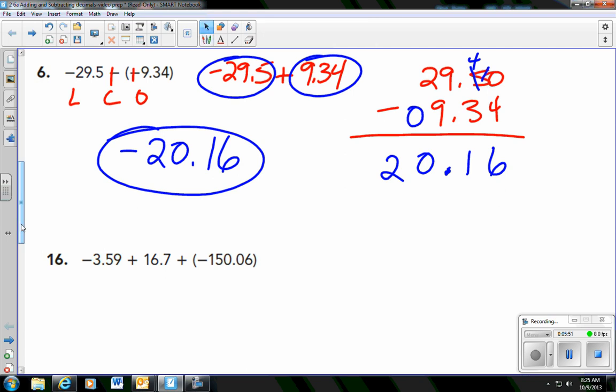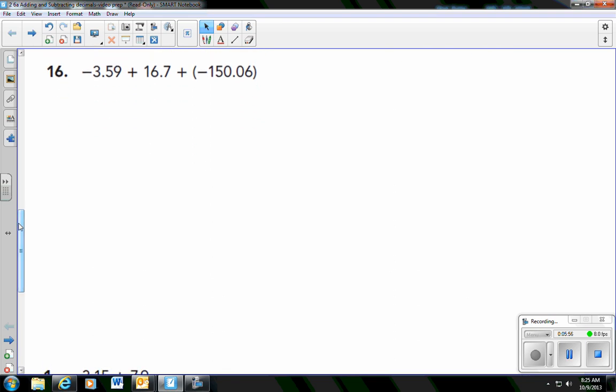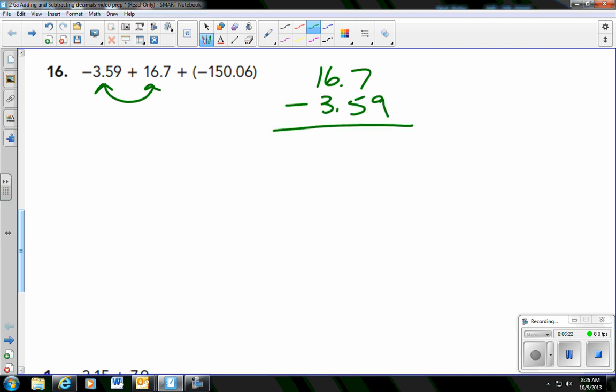All right, last one here. Number 16, again, if you want to try this on your own, hit pause. Everything is adding. We're adding all these numbers together, so we're not doing any leave change opposites. So our first one here, we have negative 3.59 plus 16.7. So we have different signs here. One's positive, one's negative. So we're going to subtract their absolute values. 16.7 minus 3.59. Again, you always subtract the bigger absolute value minus the smaller absolute value.